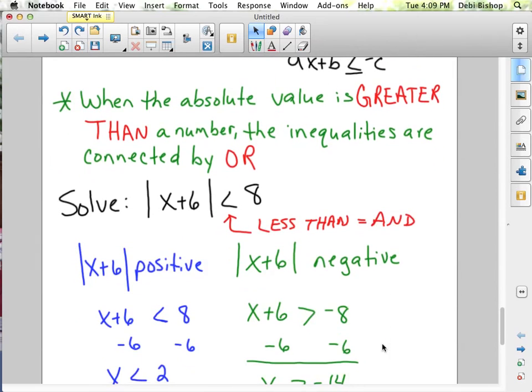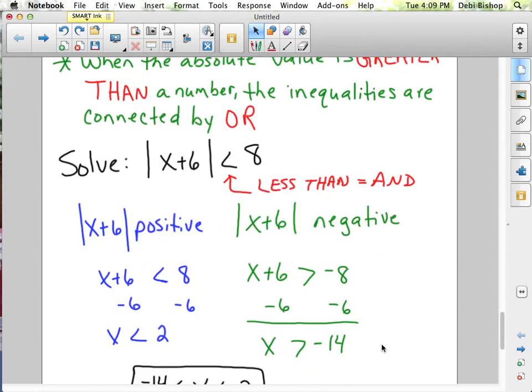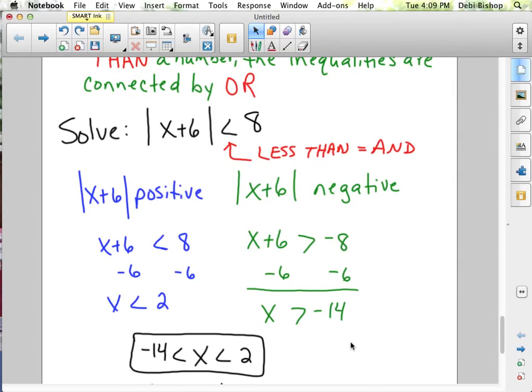x plus 6 is less than 8. Subtract 6 from both sides: x is less than 2. x plus 6 is greater than negative 8, because, again, with the negative, I flip my sign. Subtract 6 from both sides, so x is greater than negative 14. If I were to graph these, you would see that they overlap each other. So it's less than 2, greater than negative 14. And since it's an and, I can write it as a compound inequality: negative 14 is less than x and x is less than 2.